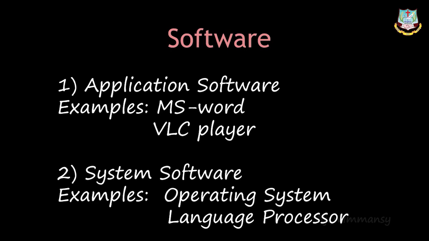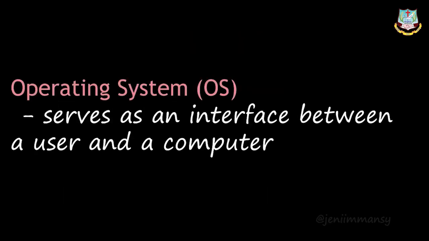System software means that is a type of computer program. This is used to run a computer's hardware. That's operating system, language processor. These are all system software. So now we are going to see about the system software only. Which system software? Operating system. Operating system, we'll say it as OS. OS is the operating system.